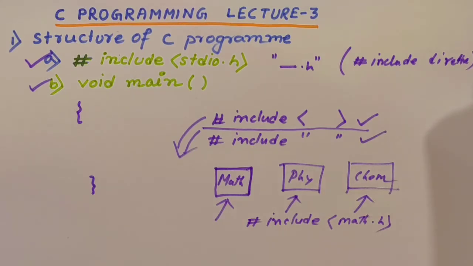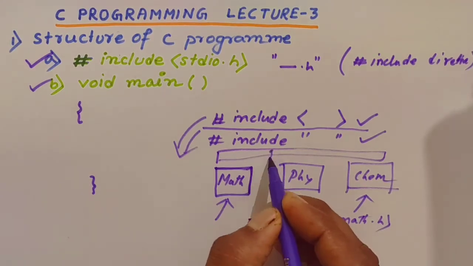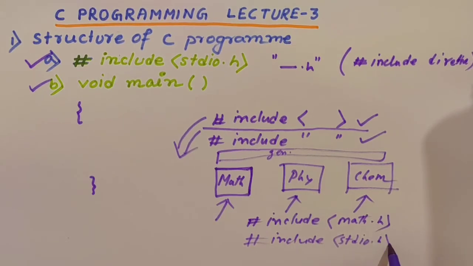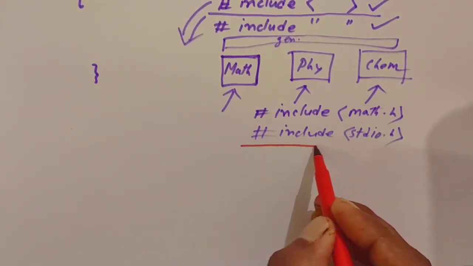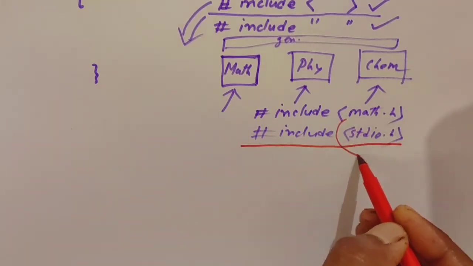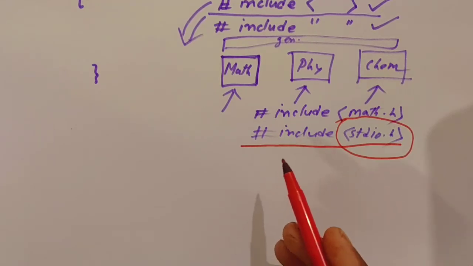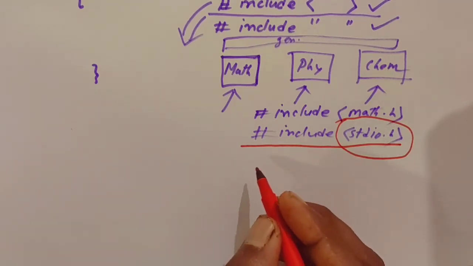So suppose you want to use some mathematical functions, then you have to use #include math.h. Suppose a general library also is there. In that case you can use #include stdio.h. So in any C program, the program will start like this, and this part can be changed depending upon the library you are choosing.